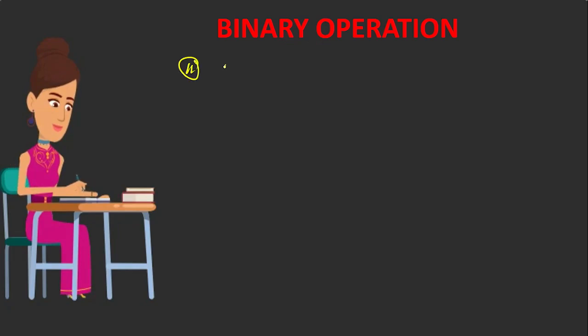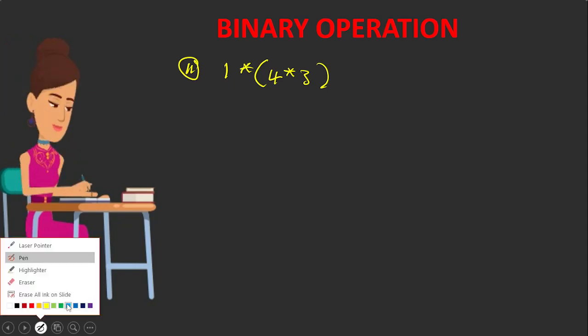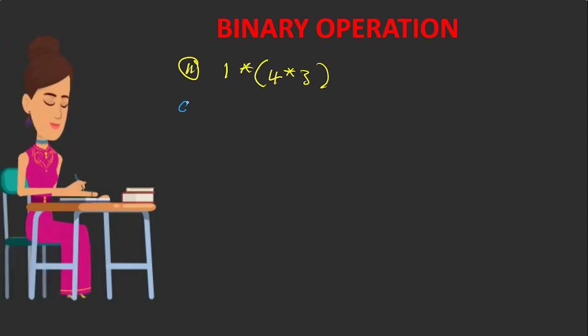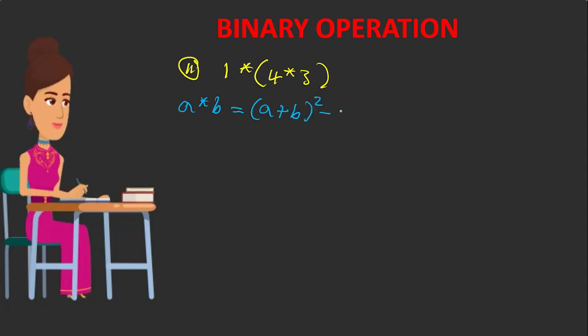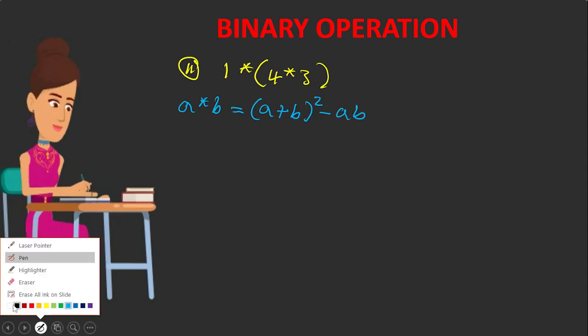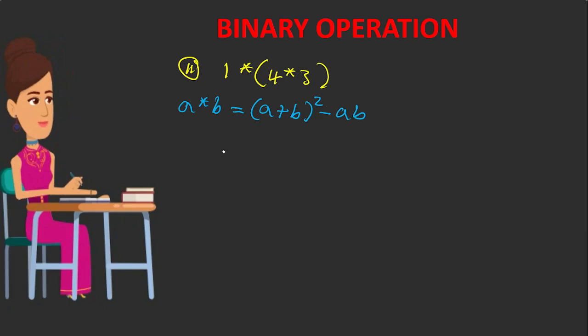The other one is 1 star, 4 star 3. According to the formula, which we all know, a star b is equal to a plus b, and then squared, minus ab. In that question, I'll start with the brackets. So 4 star 3 is simply equal to, where there is A, I'll put 4, so 4 plus, where there is B, I'll put 3, then squared, then minus 4 times 3.